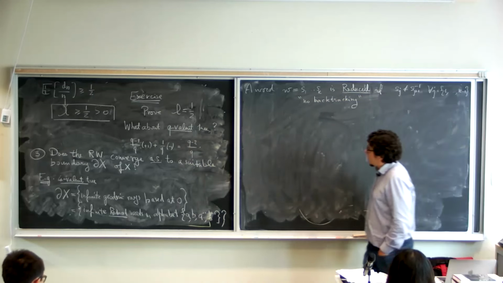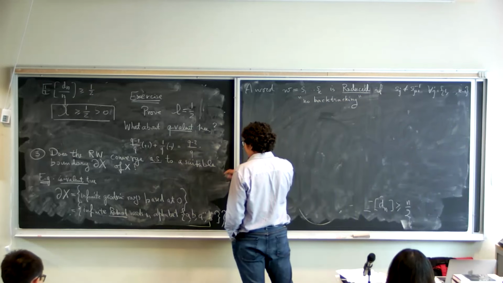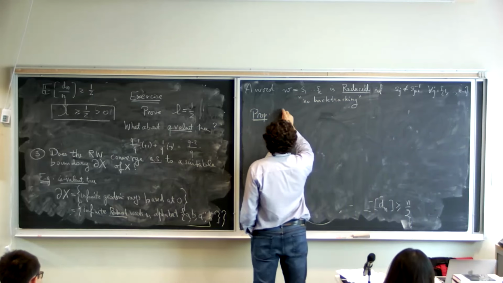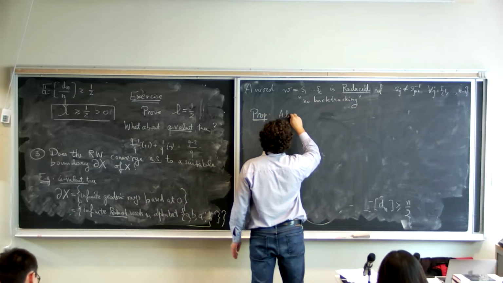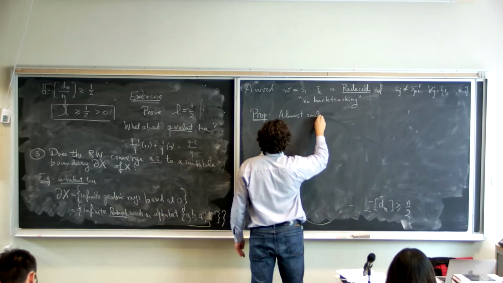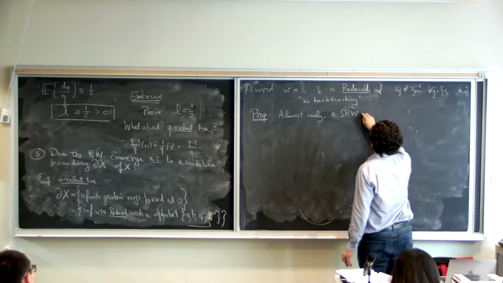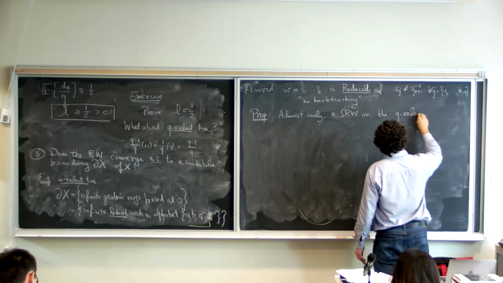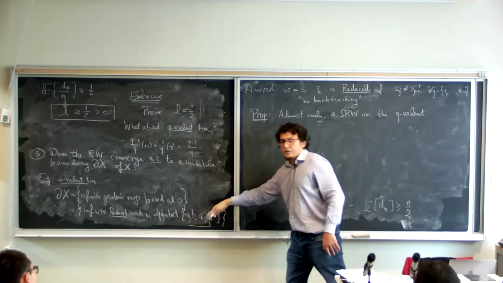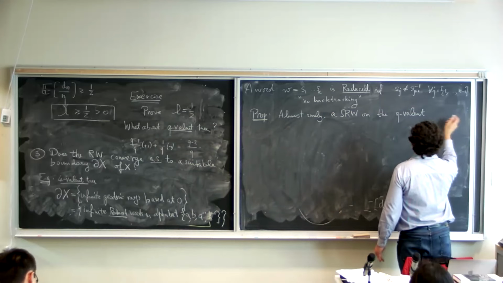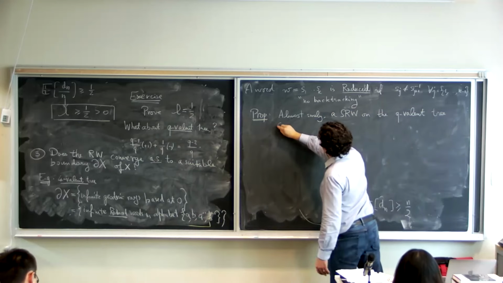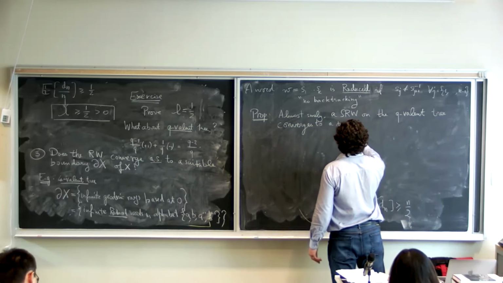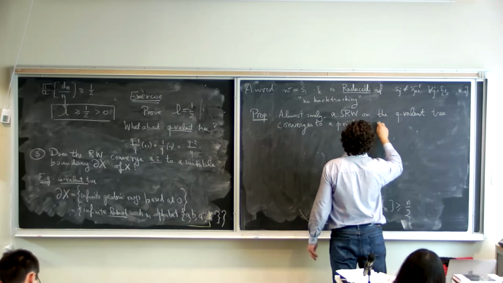And so, in fact, the proposition, and we're going to see much more subtle versions of that: almost surely, a simple random walk on, say, the Q-valent tree, because it's the same. Instead of having an alphabet like that, you can have a slightly different alphabet, but it's the same. A random walk on the Q-valent tree converges to a point on the boundary of the tree.